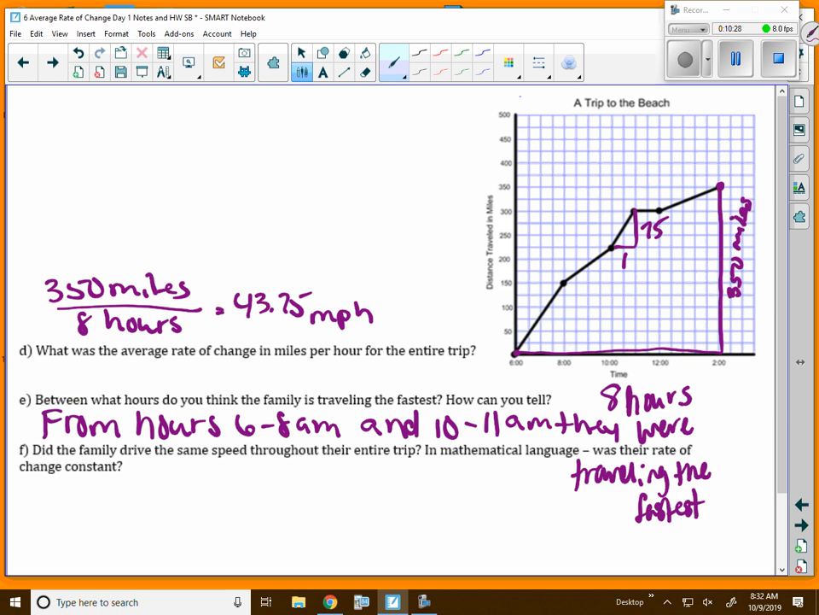All right. Did the family drive the same speed throughout their entire trip? No. And it says in mathematical language, was the rate of change constant? No, it was not. It was changing. You could say it was changing each hour, periodically changing, however you want to say that. It's fine. But just so you know, it's not constant.